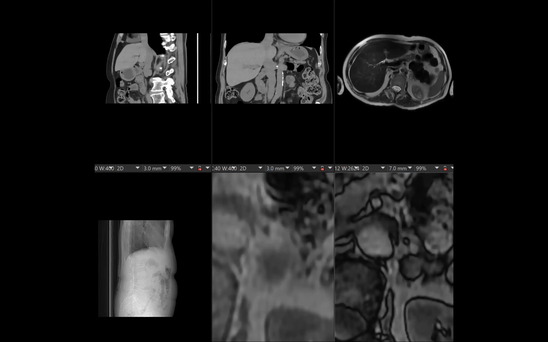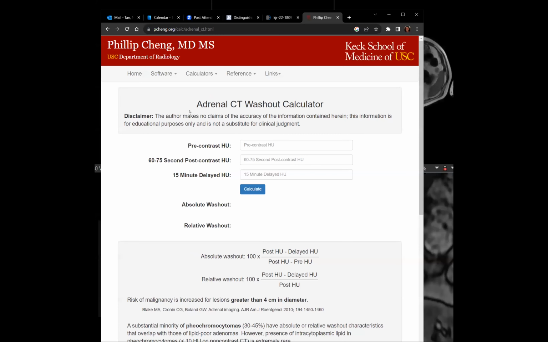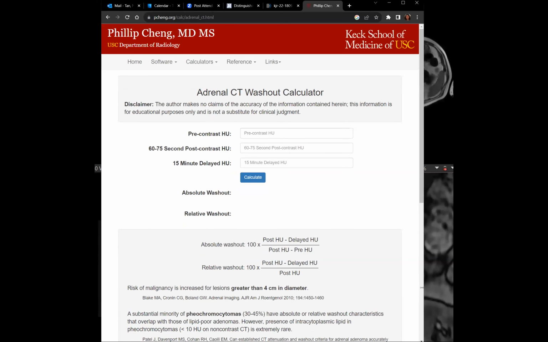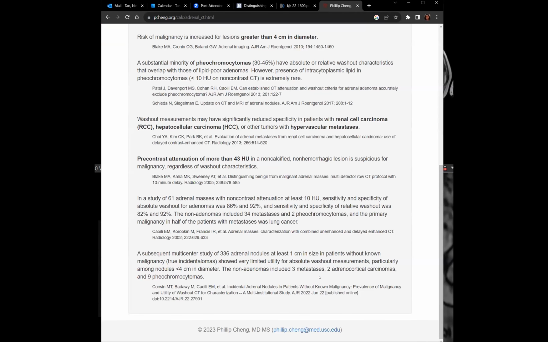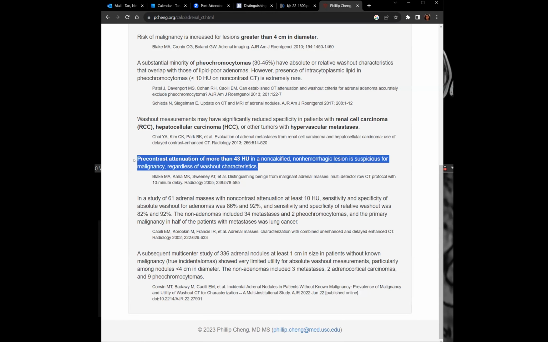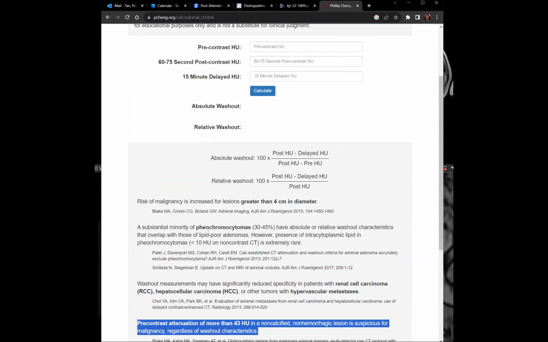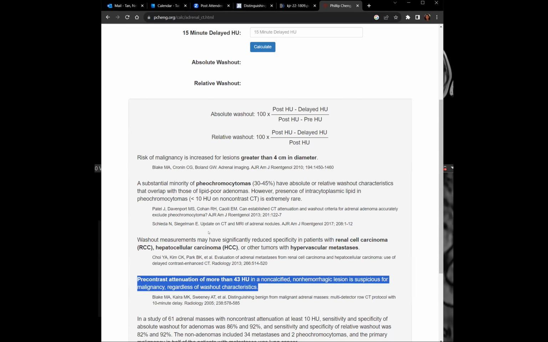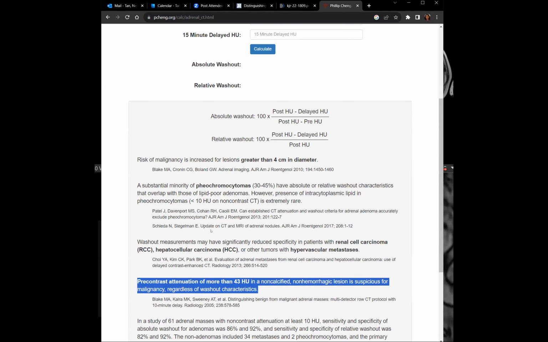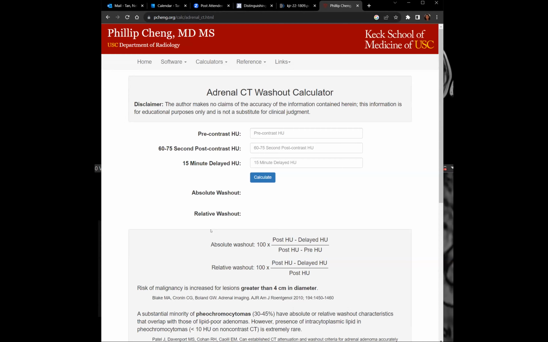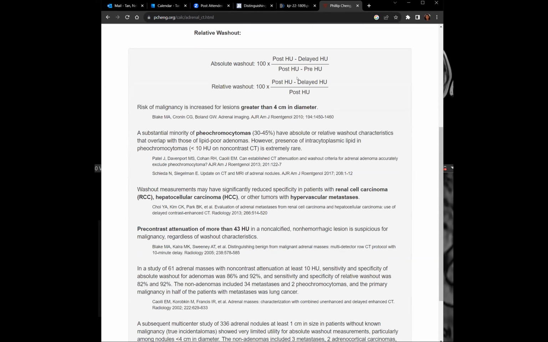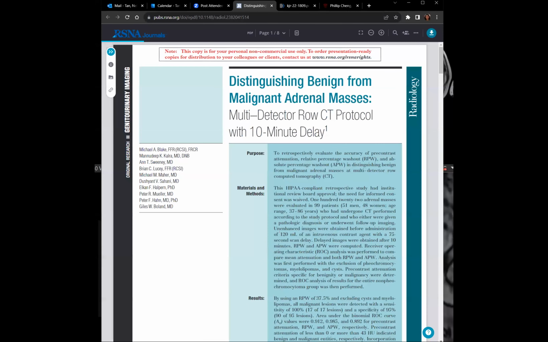So I put it into this adrenal washout calculator from Phil at USC, and the output was that the washout is consistent with adrenal adenoma. Did you wash out on this MRI or on a CT? On CT. We've been following this very closely, and it's been increasing over time. So when I read the CT subsequent to the MR as a follow-up. The thing you're highlighting there about greater than 43, that was exactly what I was talking about on the non-con. Yes, and that's based on this paper here.